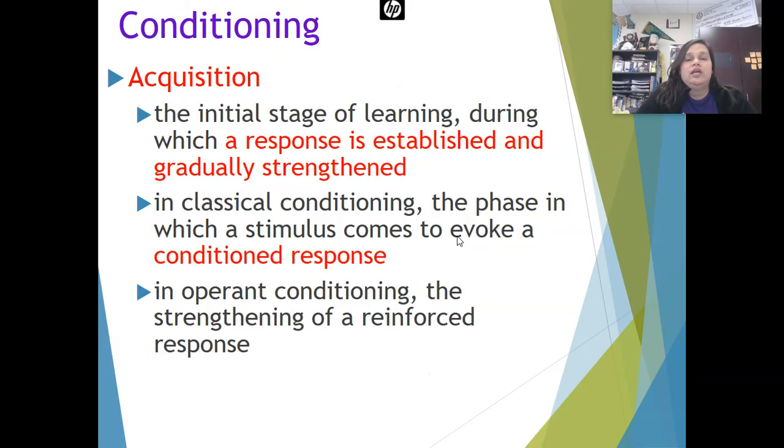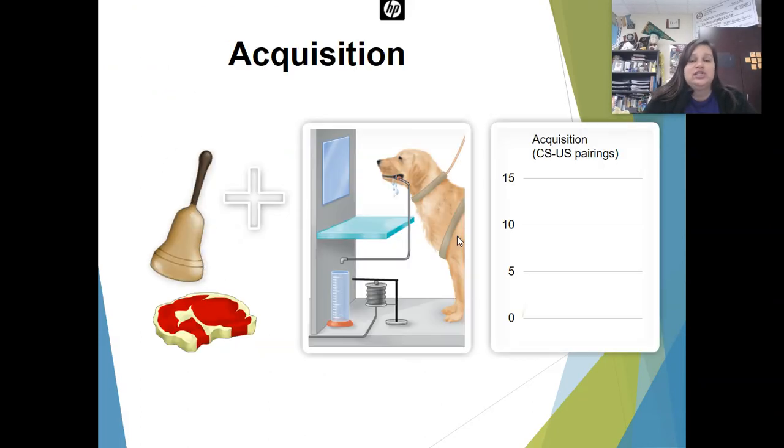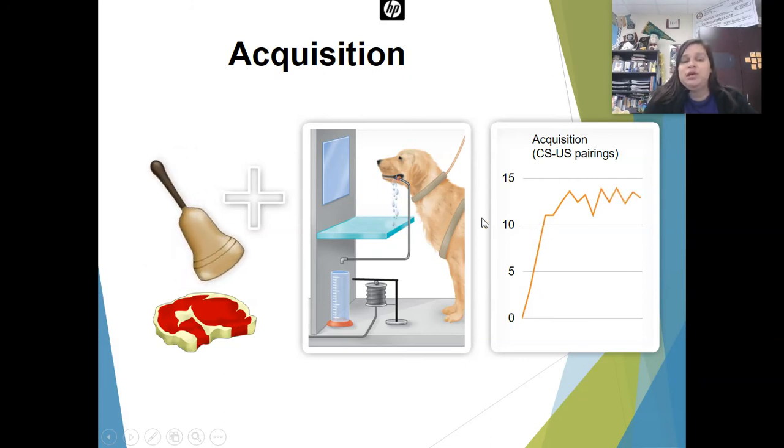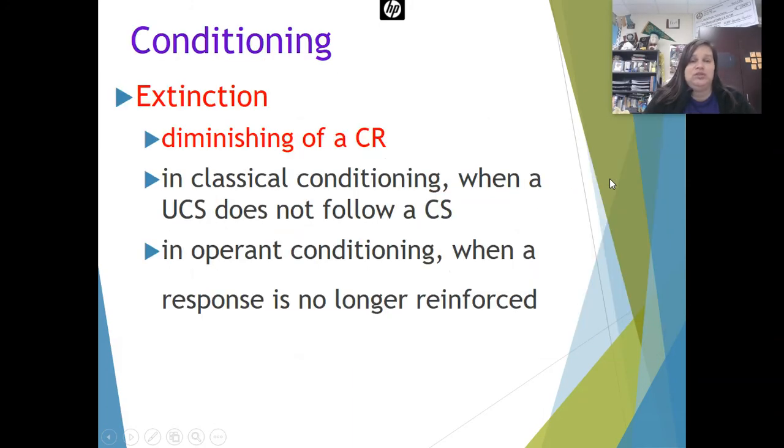Let's see. So he calls this stage when the dog first learns the new behavior, which is salivating just to the tuning fork, acquisition, because he acquired a new behavior. So the stage of acquisition was when the dog would salivate to the bell. This picture is a little misleading. There shouldn't be any steak on there. But after multiple pairings here, after 10 times of pairing the bell with the steak, he eventually starts to salivate just to the bell. That is acquisition.